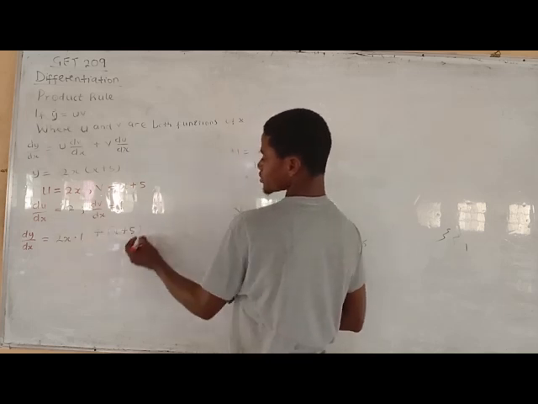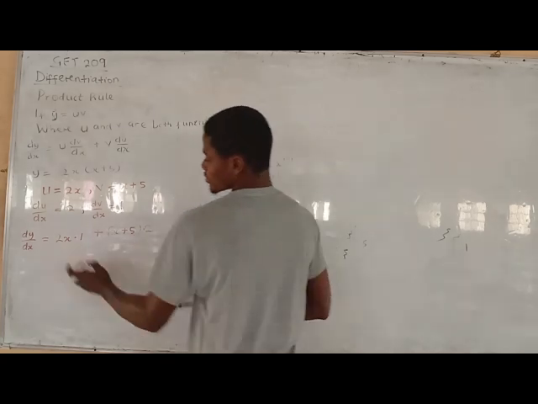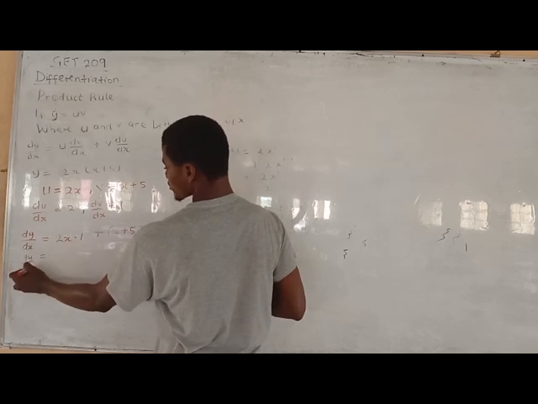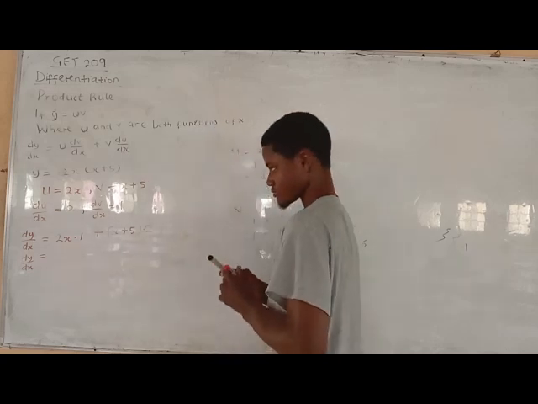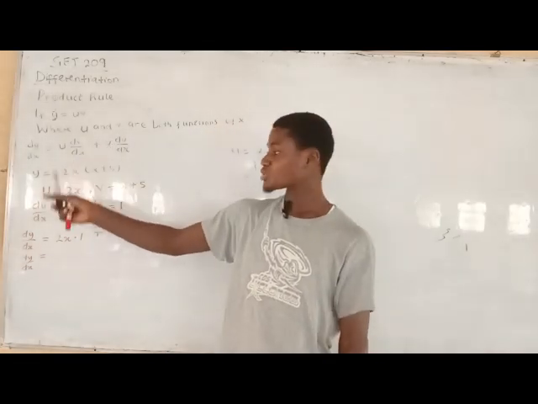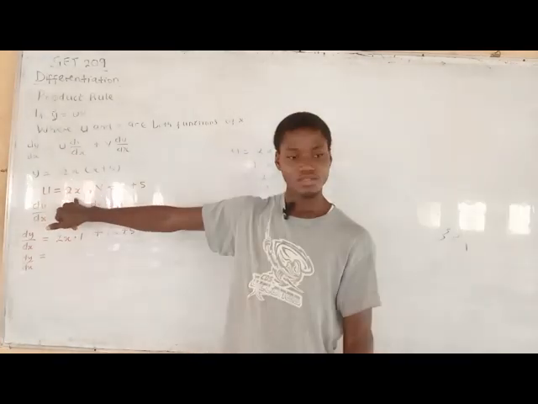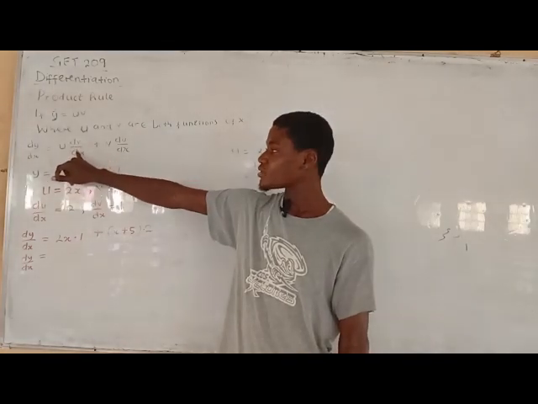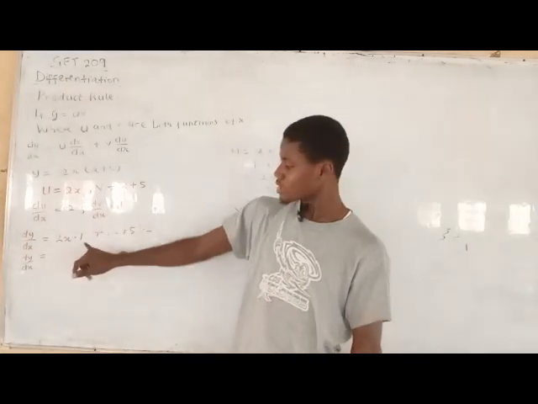Our du over dx is what? 2. So 2x, this is our dy over dx, right? 2x, this is our formula. We are just writing down this formula, but we are substituting the values. Our u is what? 2x. That's the 2x here. Our dv over dx is what? 1. That's the 1 here.